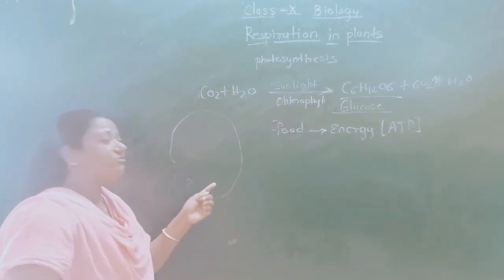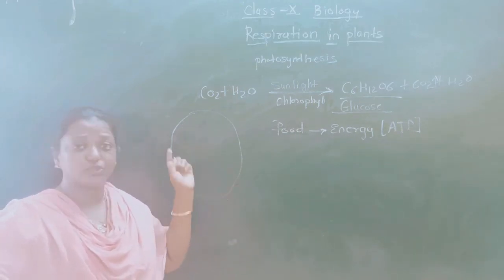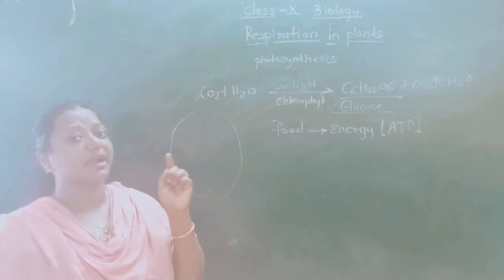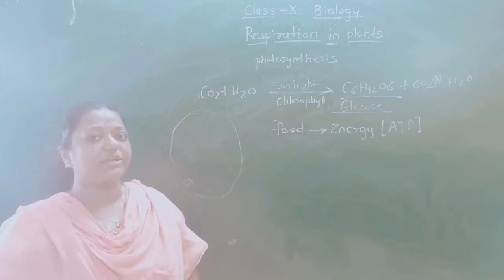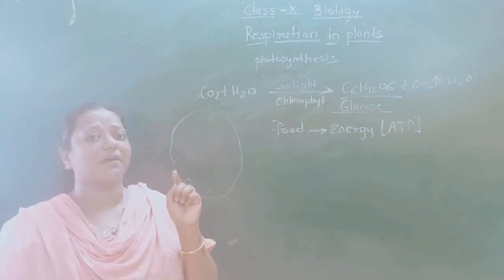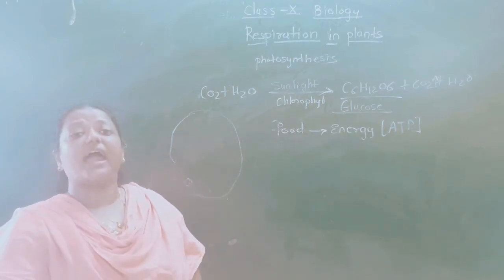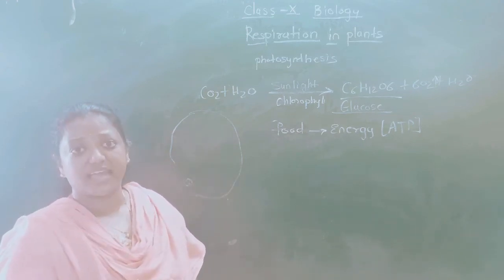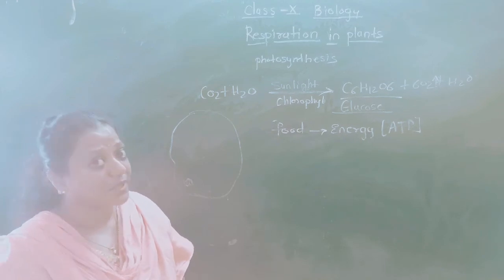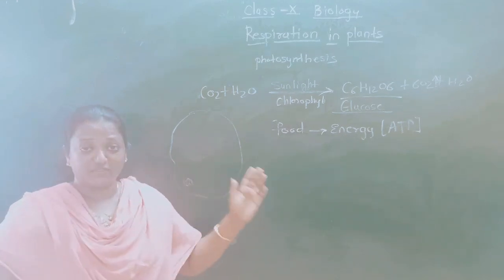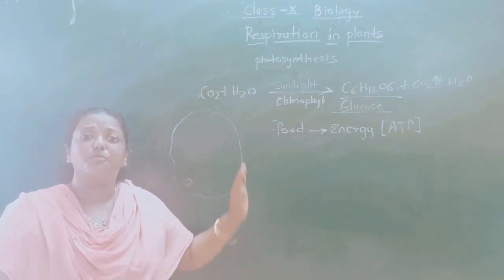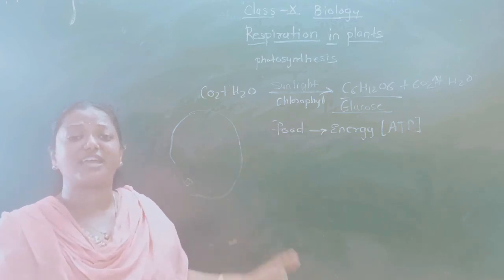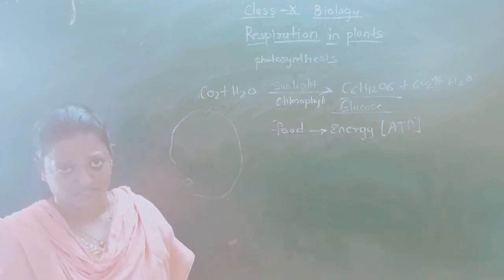So there is one important cell organelle in the plant cell also, that is called as what? Mitochondria. That mitochondria is called as what? Powerhouse of the cell. Okay, and that mitochondria stores energy in the form of ATP. So whether it is plant or animal, both are in need of energy as both are living organisms.